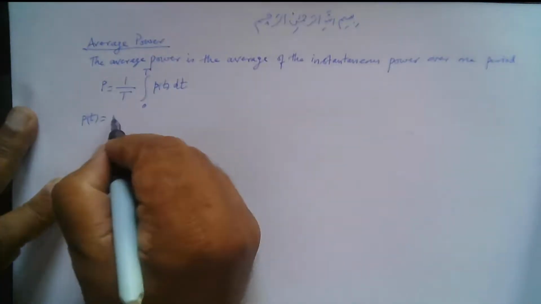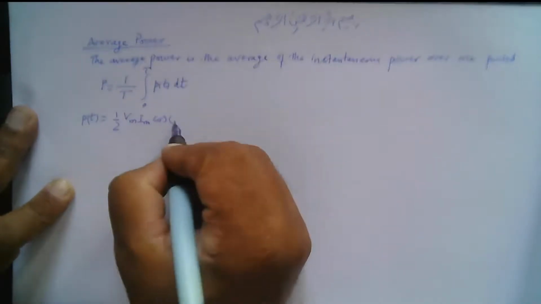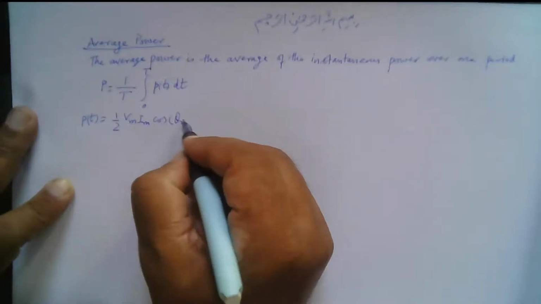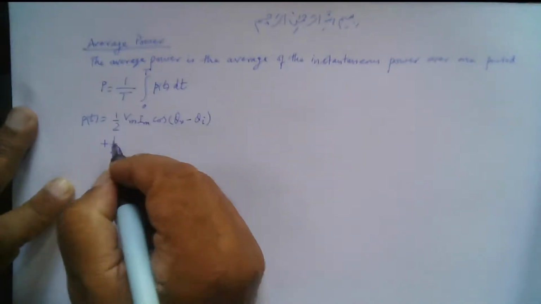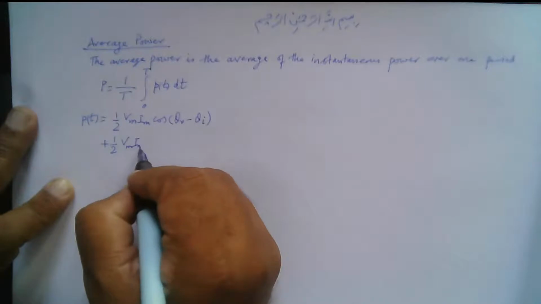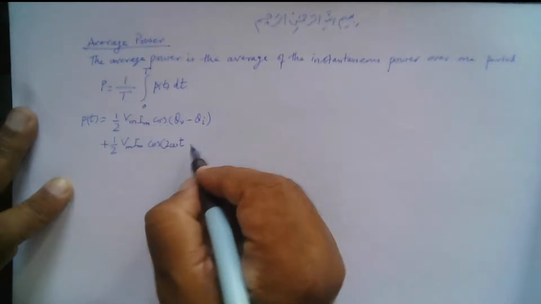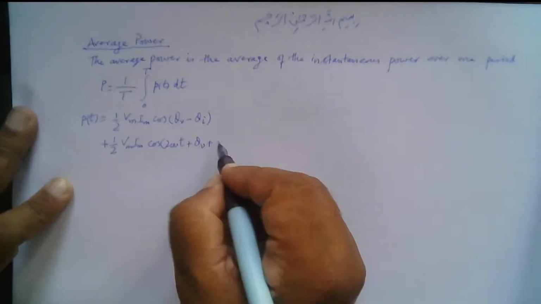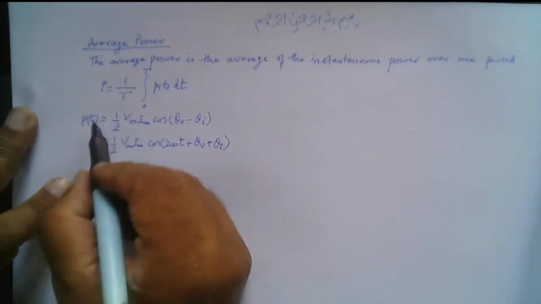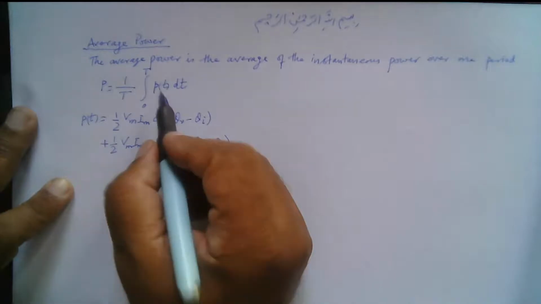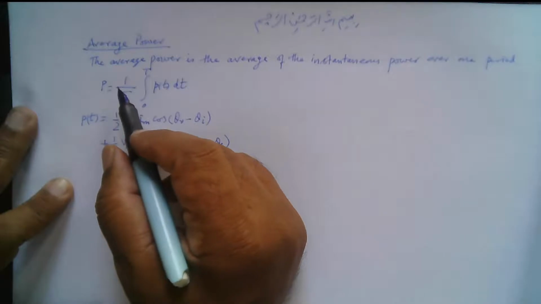P of t is equal to 1 over 2 Vm Im cos theta v minus theta I plus 1 by 2 Vm Im cos 2 omega t plus theta v plus theta I. So this is the instantaneous power that we have. We can substitute this here, and then integrate to find out the average power, right?